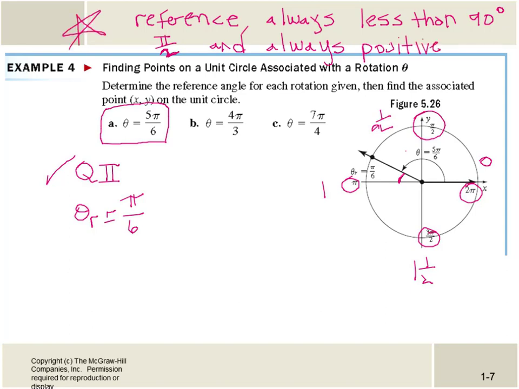So if you give me a reference angle of 7 pi over 6, you're wrong. Even 5 pi over 6 is wrong because that's not in the first quadrant. Basically, reference angles have to be in quadrant 1. How's that?